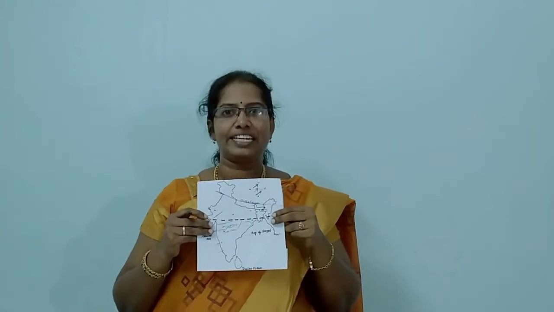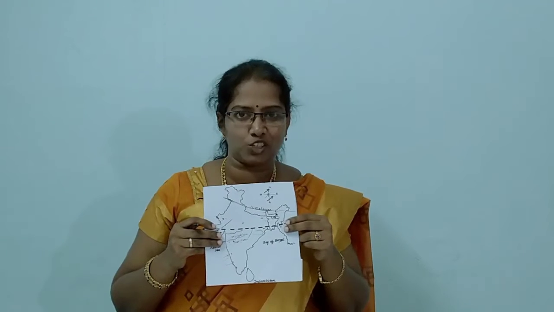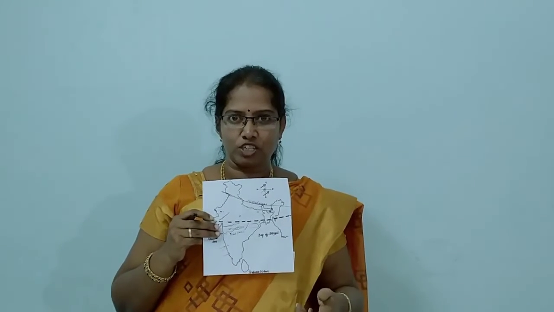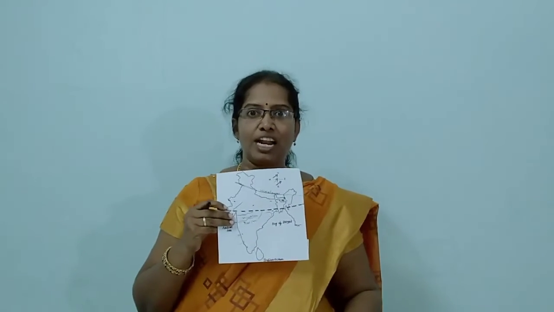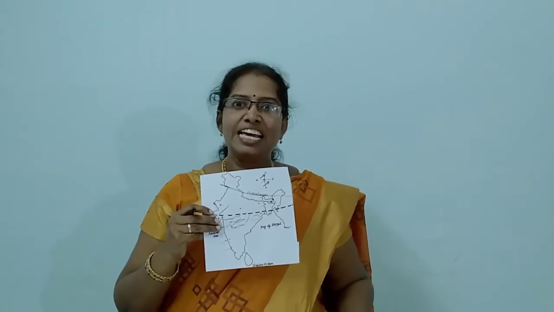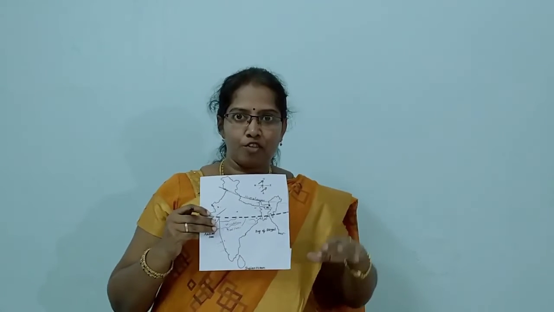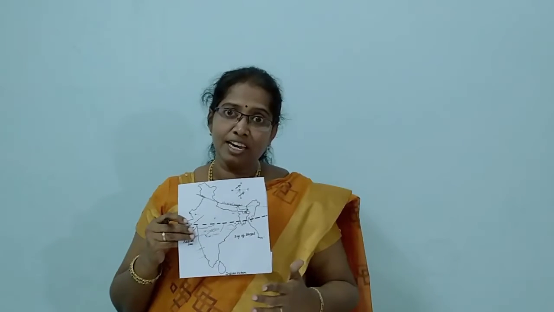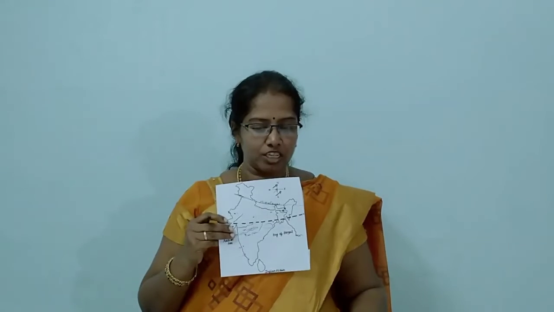The last one, children: retreating monsoon, otherwise called the northeast monsoon. After the completion of this, I have to give the notes also, children. So this is the last one, the northeast monsoon, otherwise called the retreating monsoon. Again it is coming from North India to here. That's what they are telling: retreating monsoon, otherwise northeast monsoon.